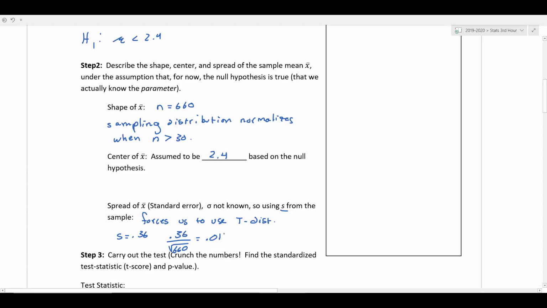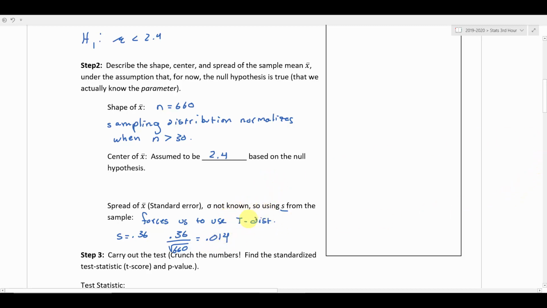All right, so we have a center of our sampling distribution and we have a typical spread for our sampling distribution, and this is what we will move forward with. Now remember, we are using the t distribution because we had to make that substitution going forward. All right. So step 3 here is to actually carry out the test now that we know what we're using.